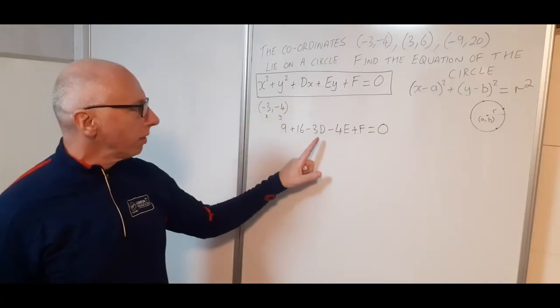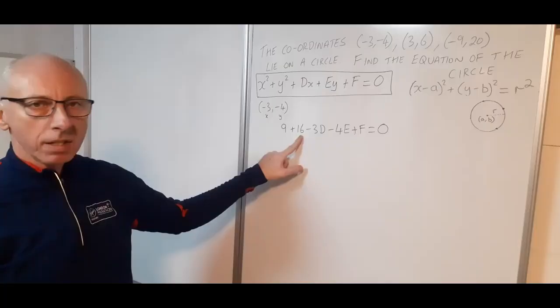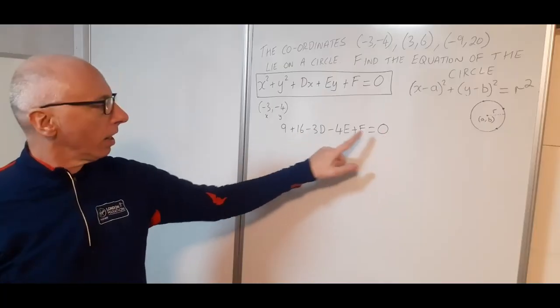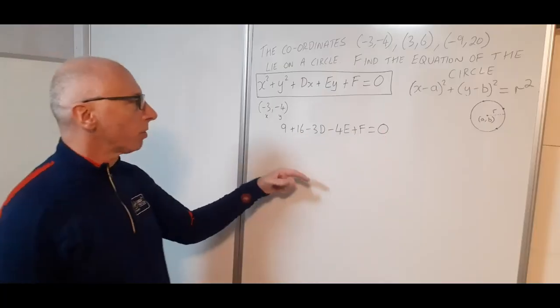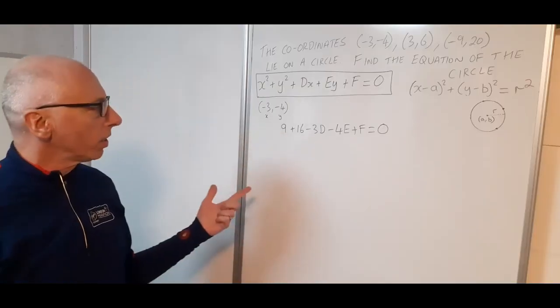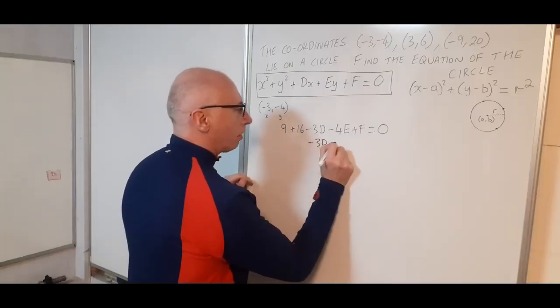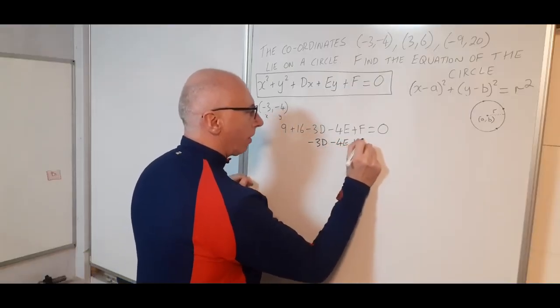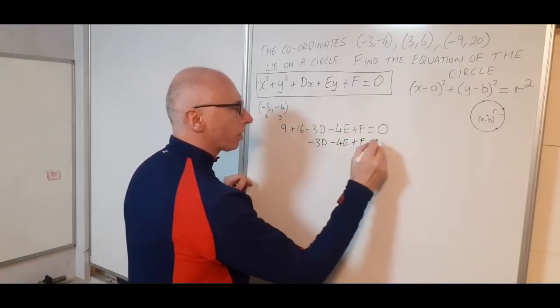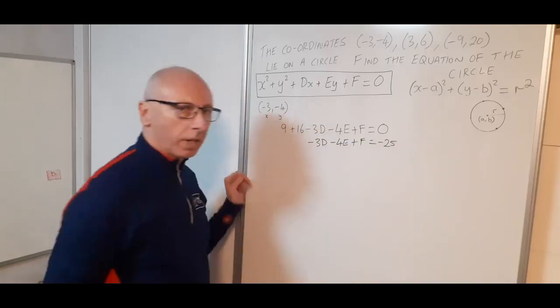Now what I want to do, instead of leaving it in this format, is take these constants over to this side and set up an equation with three unknowns. If I've got three unknowns and three equations, I've got a chance of solving it. So -3d - 4e + f equals, bringing these across, -25.